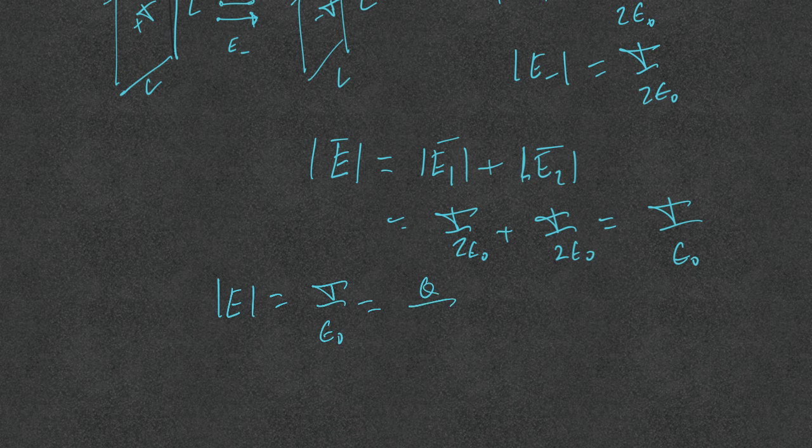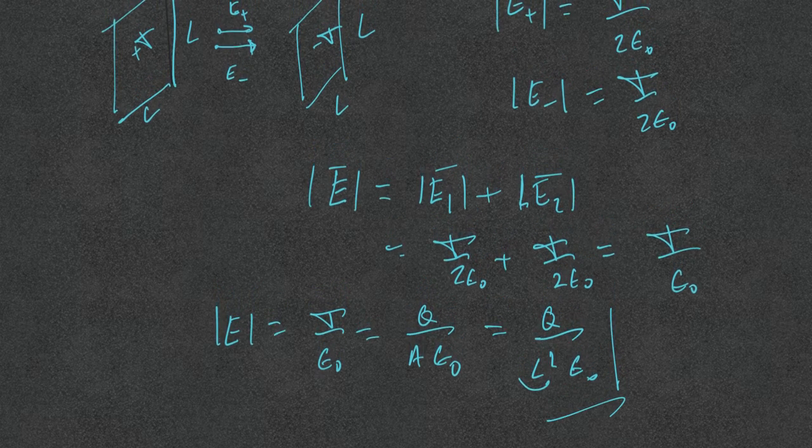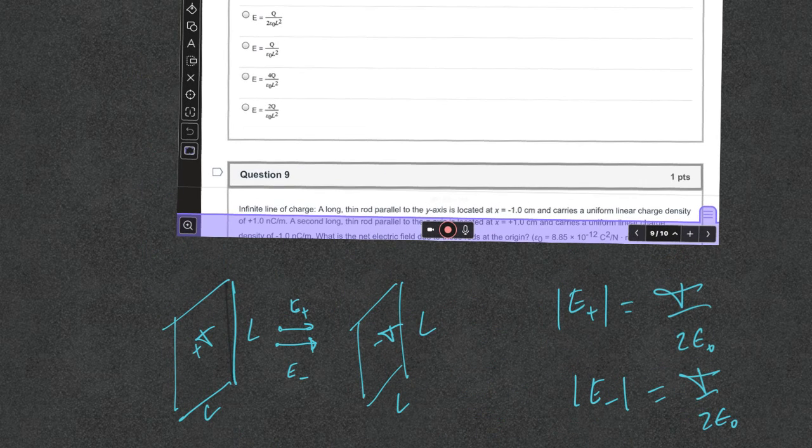So I have that the magnitude of the electrical field is sigma divided by epsilon 0, where sigma is the charge per unit of area. So divided by epsilon 0, but the area is L squared, L by L. So this is the value of the electrical field. If you go to your problem, Q over L squared divided by epsilon 0, I think should be this one. Okay, good luck.